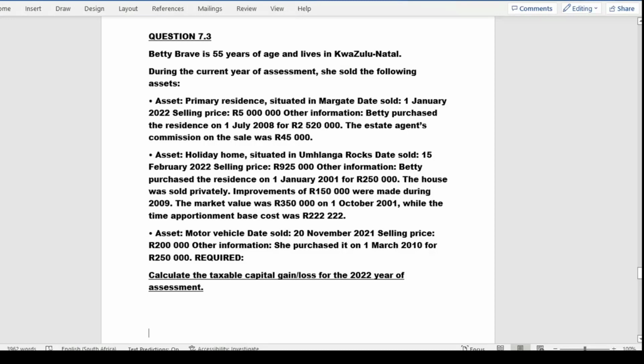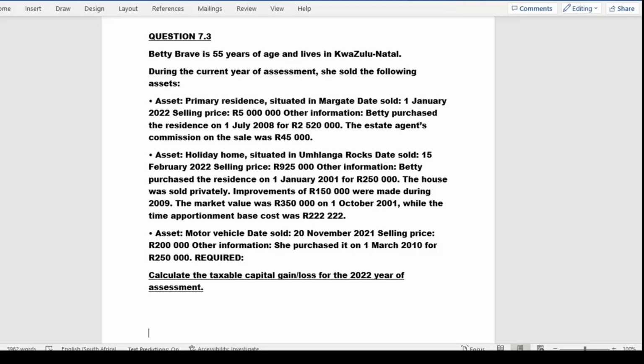All right, let's look at our second question here. It's 7.3 in the study guide, as I've mentioned. It says that Betty Brave is 55 years of age and lives in KwaZulu-Natal. During the current year of assessment, she sold the following assets. Number 1, a primary residence situated in Margate, sold on the 1st of January 2022, and the selling price is 5 million rand. Betty purchased the residence on the 1st of July 2008 for 2,520,000, and the estate agent commission on the sale was 45,000 rand.